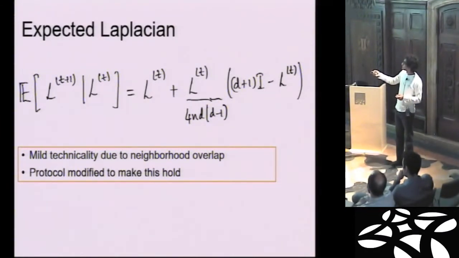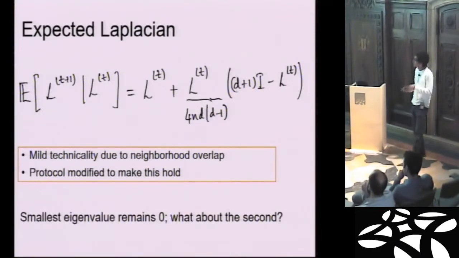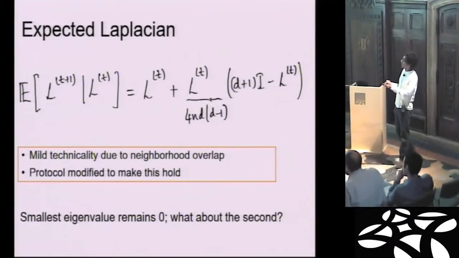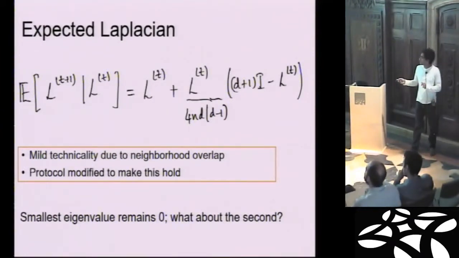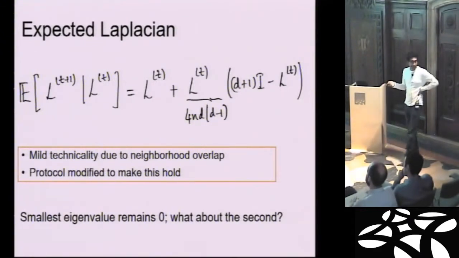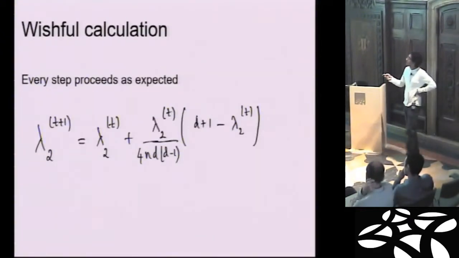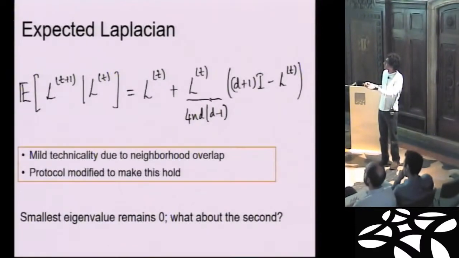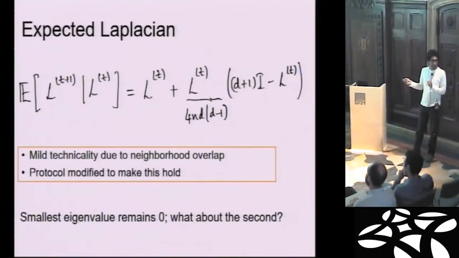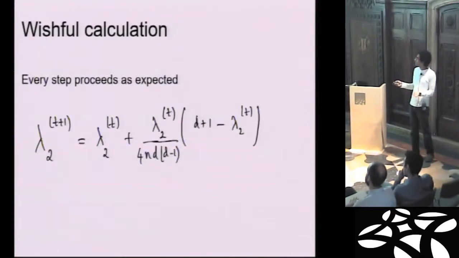All right. I claim that this is a nice expression, so let's see why. Note that first off, this is some kind of an average between L_t and L_t squared, and this turns out to help. So let's see what happens to the second eigenvalue. Let's do some wishful calculation. What we know is that the expected Laplacian at time t plus 1 is given by this expression. So let's see what happens in expectation to the second eigenvalue.